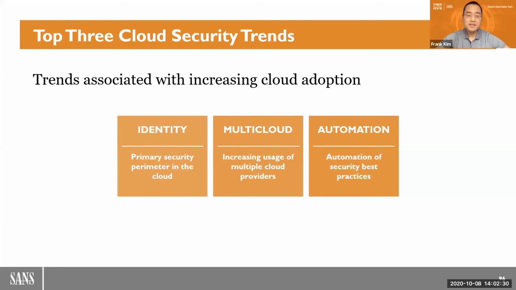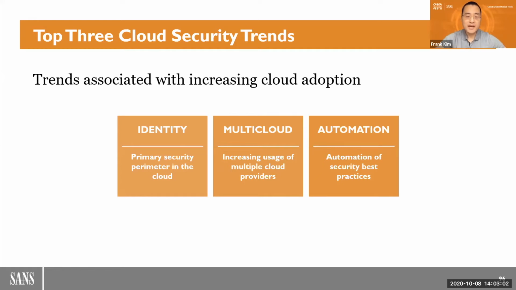And as we're thinking about identity, we also have to keep in mind that this is different for the different cloud providers available out there. With increasing cloud usage, we see a trend that many organizations are using not just one cloud provider, but two or multiple cloud service providers. So how do you do this more effectively? Well, to do it more effectively, you've got to have automation of your security best practices.